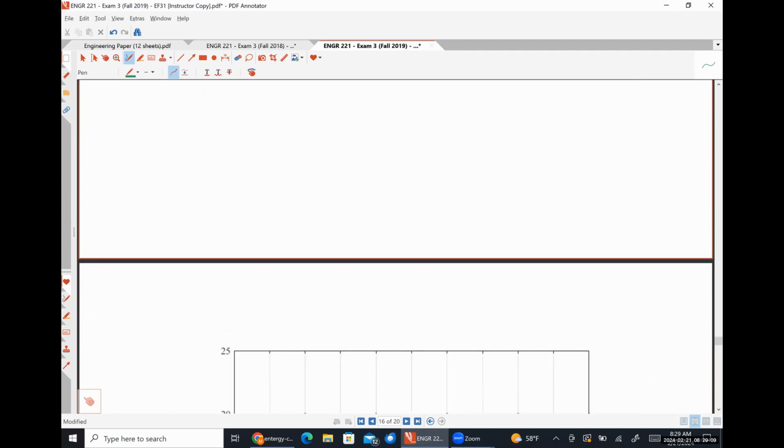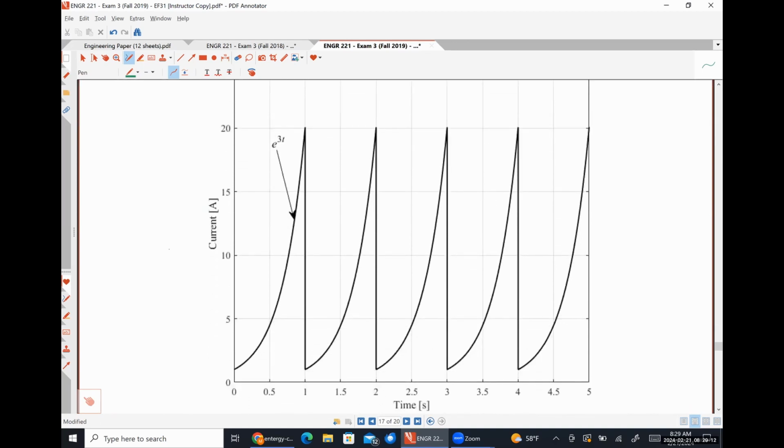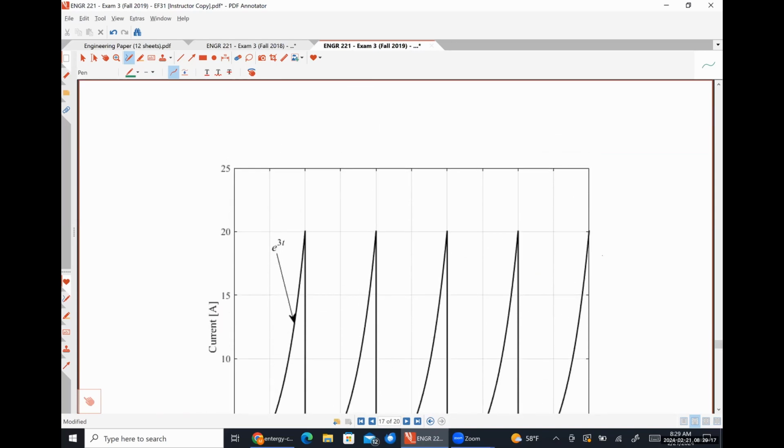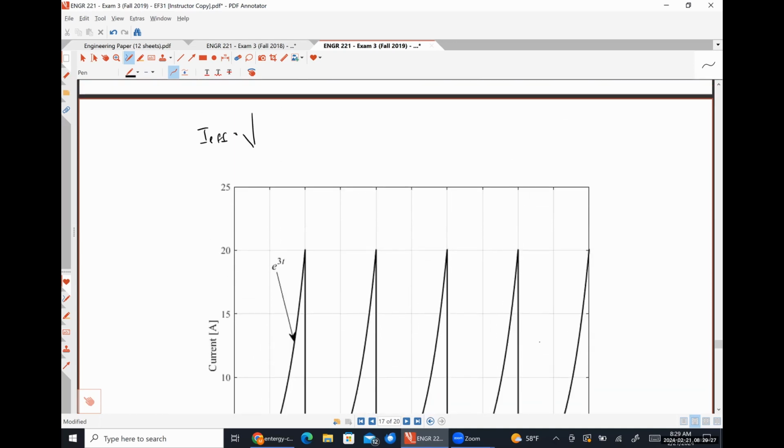Number 32. All right, so you can do everything right here up top. That's a current. So I effective is going to be the square root of, let's see, our period is 1. So I'm just going to put 1 over 1, not bother with anything there. Integral from 0 to 1 of e to the 6t dt. And then put that in my calculator, because e to the 3t squared is just e to the 6t.